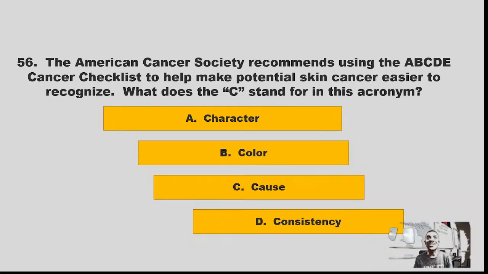The American Cancer Society recommends using the A, B, C, D, E cancer checklist to help make potential skin cancer easier to recognize. Doesn't this sound like another question we just had? However, what does the C stand for in this acronym? Is it character? Is it color? Is it cause? Or is it consistency? Okay. Is it A? Is it B? Is it C? Or is it D?